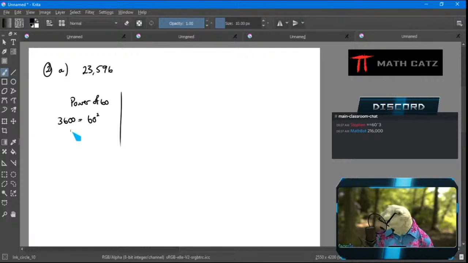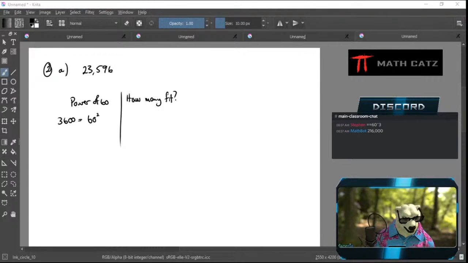And then I'm going to ask, how many times can 3600 fit in there? How do I do that? That is exactly the intuitive concept of division. How many times can something fit into something else?